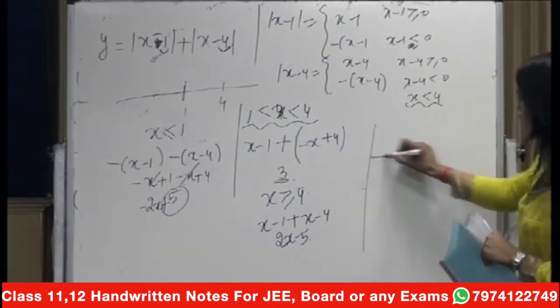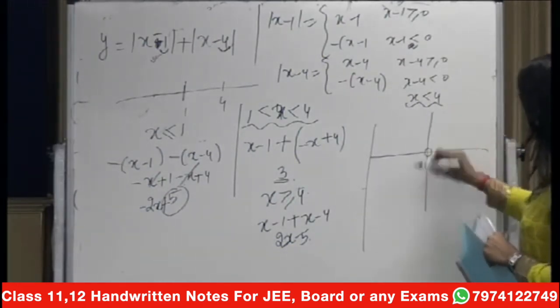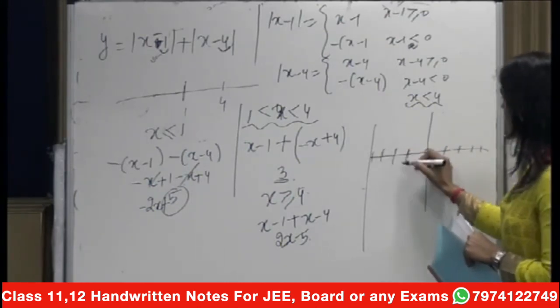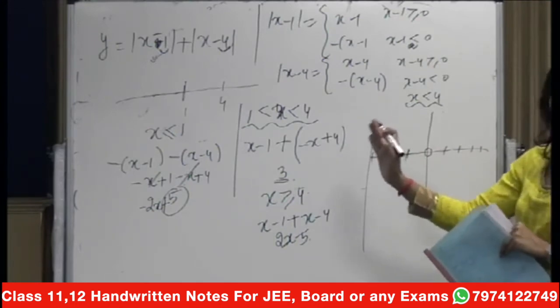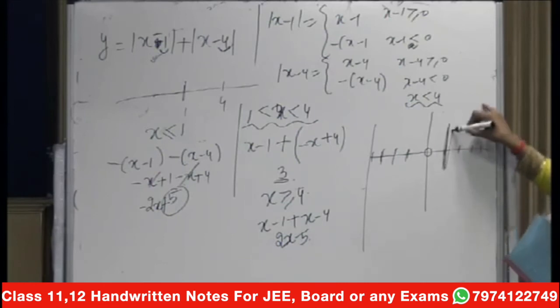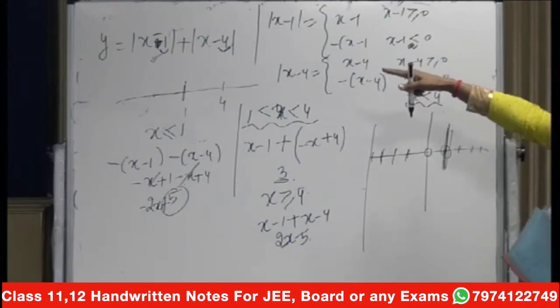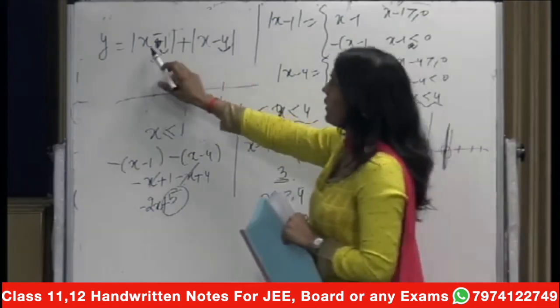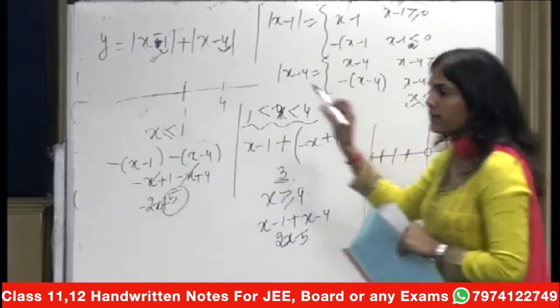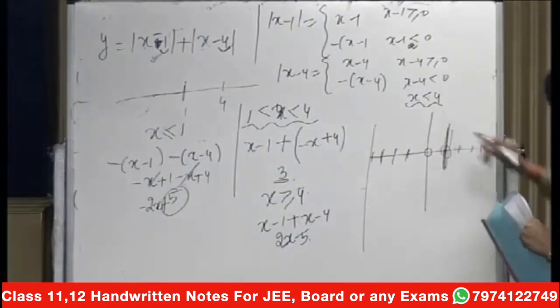Now I'll draw the graph. This is your origin. 1, 2, 3, 4. 1, 2, 3, 4. How have we divided our interval? For x less than or equal to 1 values, it means here onwards. Here onwards, our graph is at 1. Put x equal to 1 in the function. What value are you getting? Put 1 here. 0, and this will become 3. 3. Okay.